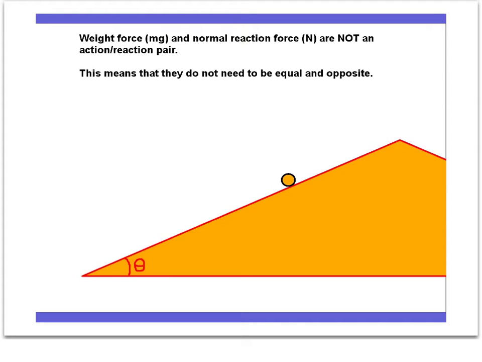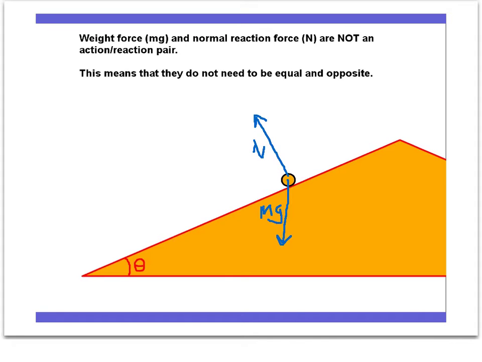So here is an object, it could be anything, sitting on an inclined plane at an angle theta, and if we were to draw the forces acting on this, we would draw a weight force down, mg, and there would be a normal reaction force, but the normal reaction force is always at right angles to the plane. So it's always perpendicular, it's always at a normal. That's why it's called the normal, because it's at right angles to the plane. So there's the normal.